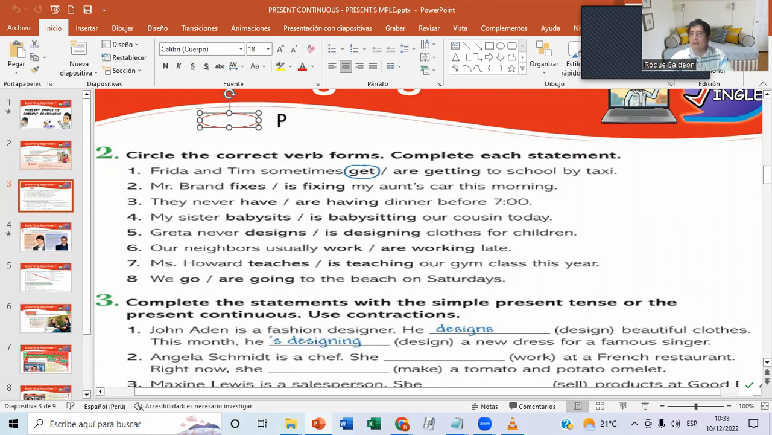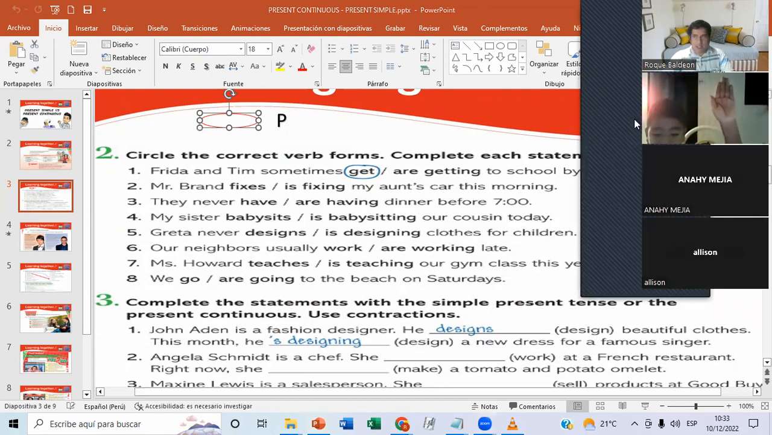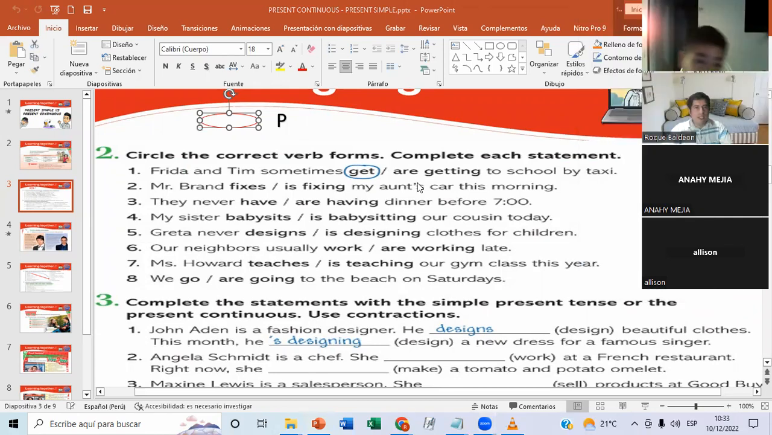Victims of volunteer students. Come on, victims of volunteers. Okay, Matías. Tell me, Matías. Vamos, Matías. Con todo, Matías. Se lanza, Matías. Good, tell me. Mr. Brand fixes or is fixing my aunt's car this morning.